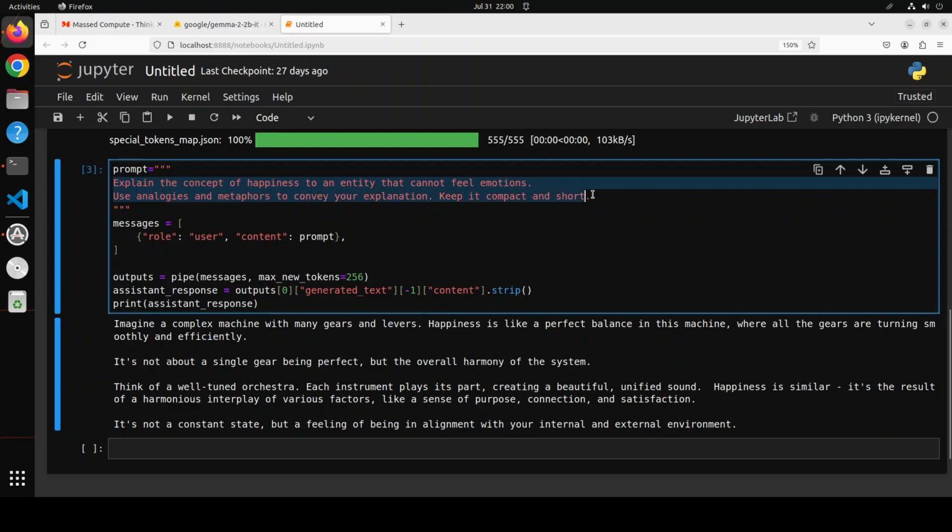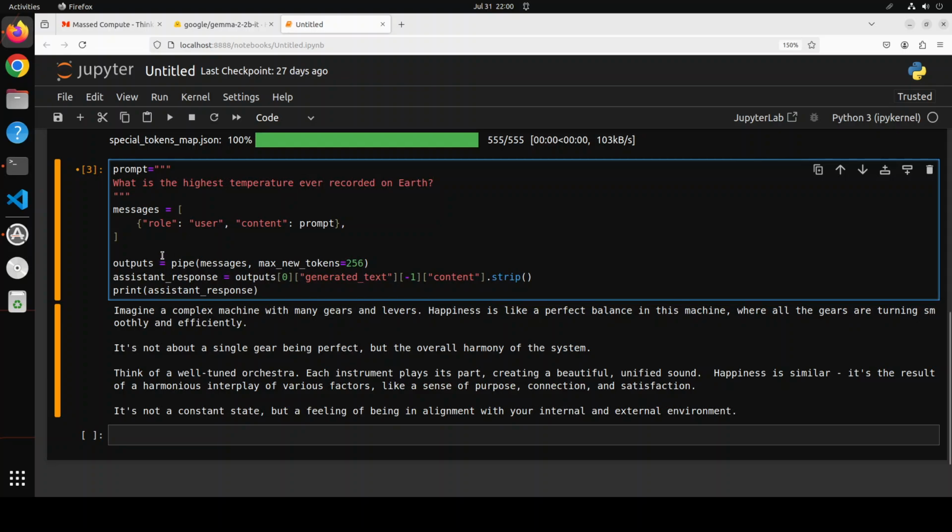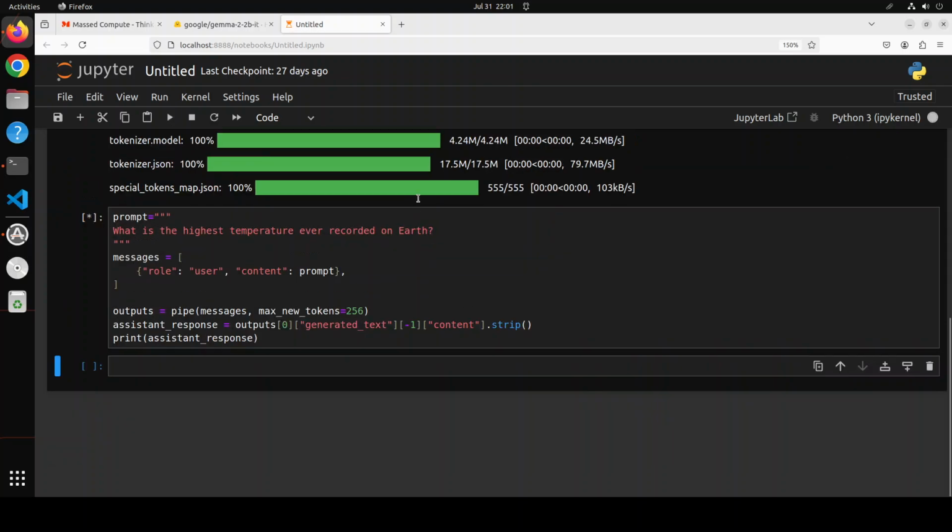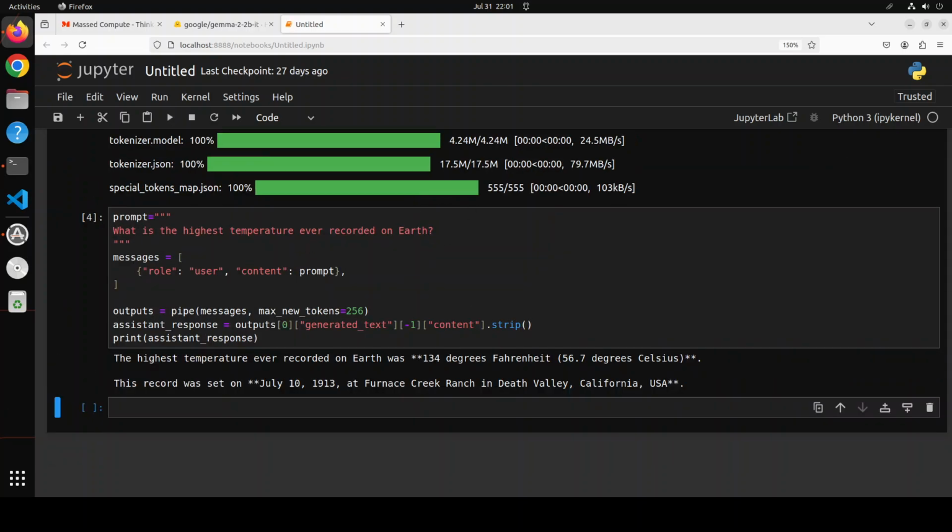Okay, let's try out another one. I'm just going to ask it a general knowledge question: what is the highest temperature ever recorded on Earth? So let's see what it does. And there you go. The response is 134 degrees Fahrenheit, 56.7 degrees Celsius. And this was in Furnace Creek Ranch in Death Valley, California, 1913.